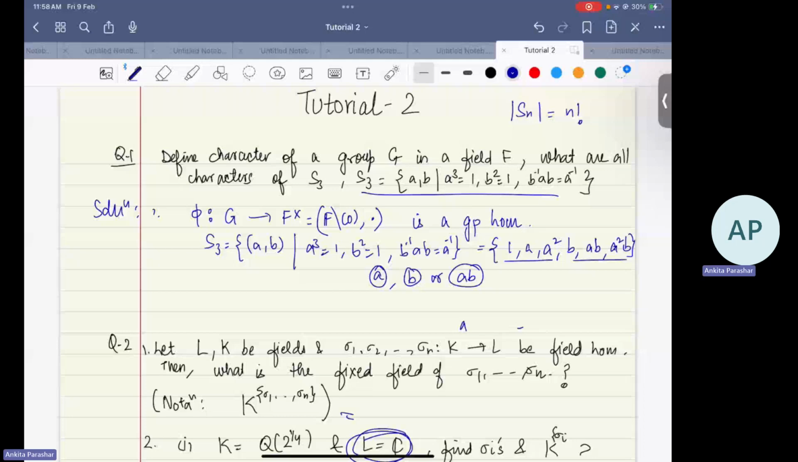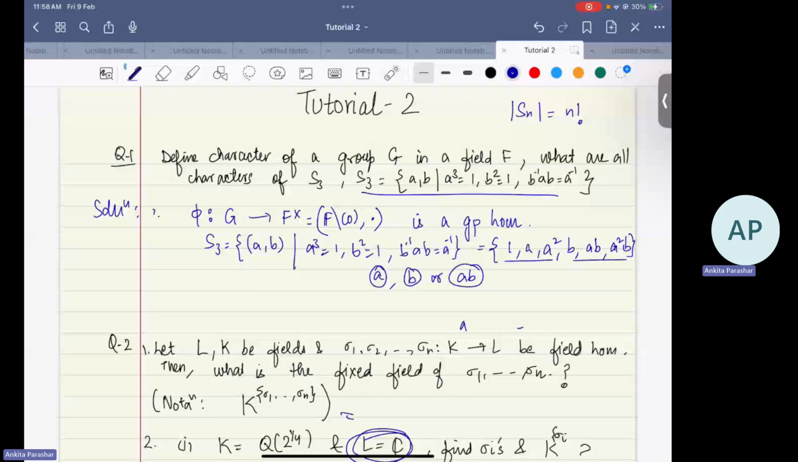We have 2 fields K and L, and we have sigma 1, sigma 2, up to sigma n, field homomorphisms from K to L. Given this information, what is the fixed field of sigma 1, sigma 2, up to sigma n? That means, what are all those elements of K?